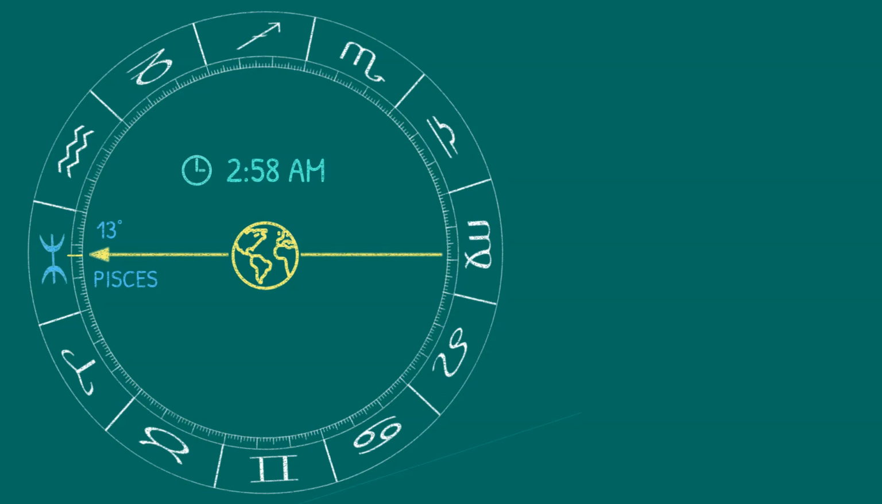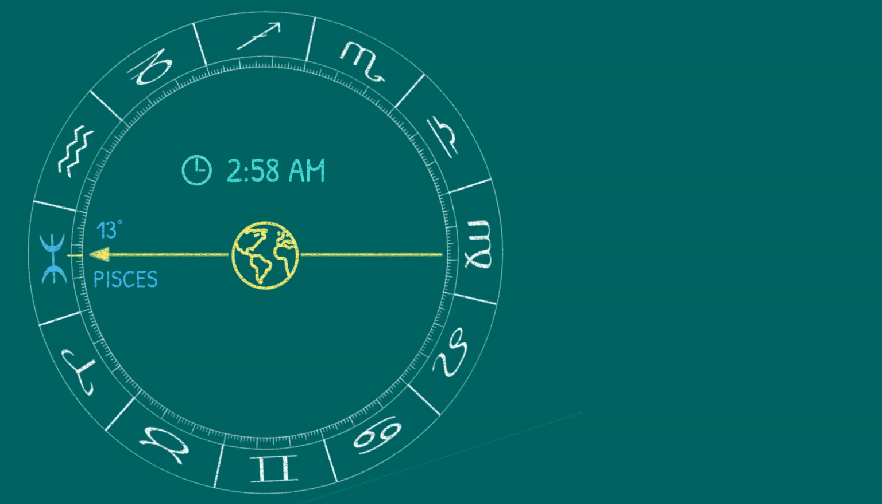Exactly 24 hours later, on the next day, the ascendant would be then at 13 degrees in Pisces. We started at 11 degrees, and you can see that it's almost exactly where it was the day before, with just a small shift of 2 degrees. This shift is due to the fact that the Earth not only rotates on its own axis, but also moves in the direction of the zodiac as it revolves around the Sun.